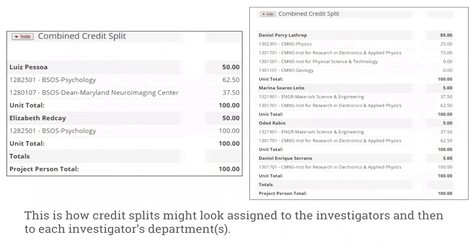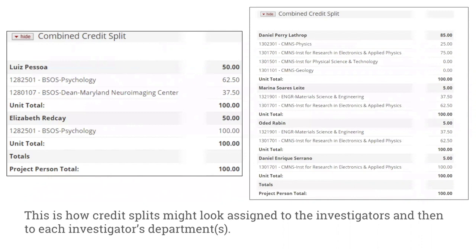At Maryland College Park, we have the parameter set that all of our credit must add up to 100. We see that the credit for the award between the two investigators is split evenly. Each investigator is getting 50% of the credit. Dr. Pessoa has two units and has elected to split his credit between psychology and the neuroimaging center, 62.5% and 37.5%. And Dr. Redke has all of her credit going directly to psychology.